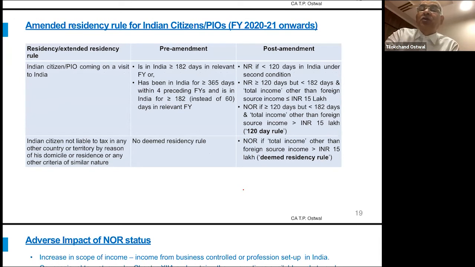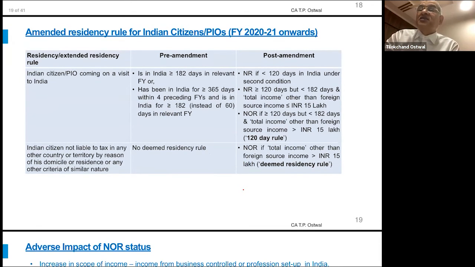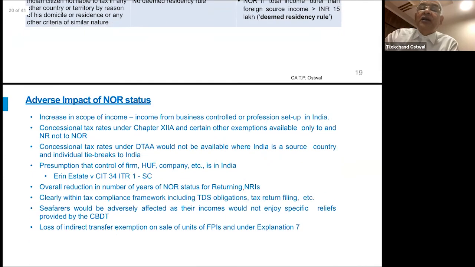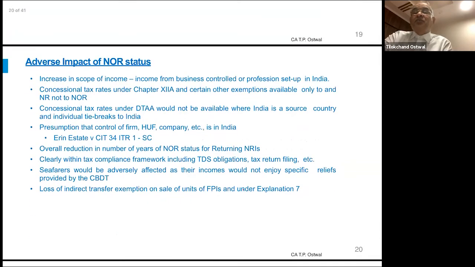Residential test before the law was changed, the residential status after the law got changed, and there is a new criteria India brought in to become not ordinary resident, a concept of deemed residency, which is based on the citizenship criteria. If you are not a citizen of India, then this criteria of only 15 lakhs of rupees income applies. Not ordinary resident principle will not apply. Now, there is an impact of that amendment, which I am coming to.